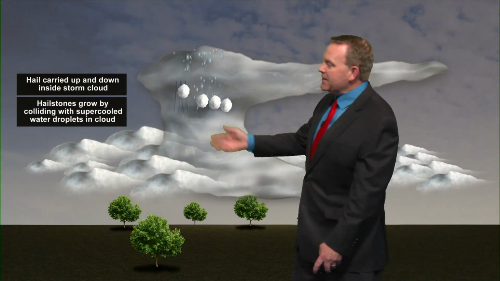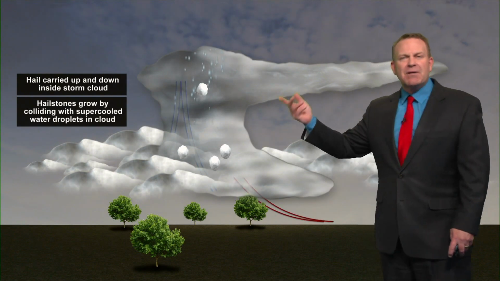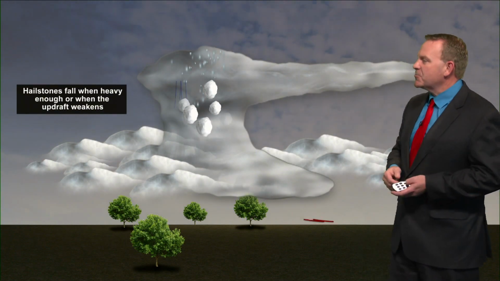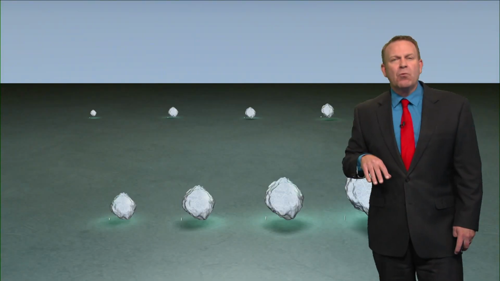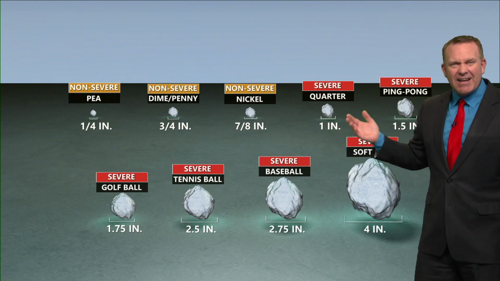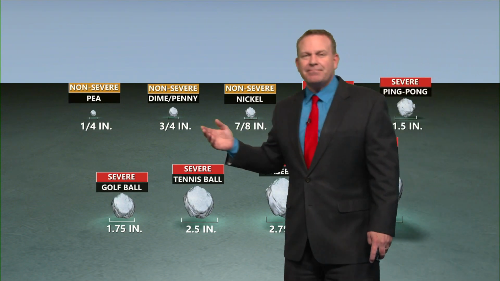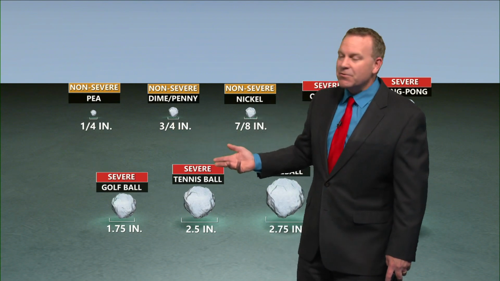So the hail's carried up and down. The hailstones grow again by the water droplets. They collide within the cloud, and sometimes this collision creates friction, and you can get lightning out there too, by different charged particles. But the hailstones fall again when they're too heavy and can't be supported by the updraft. So as far as hailstones go, and why are they important? We get quarter-inch hail. It's not severe. A garden variety thunderstorm can produce those sometimes.